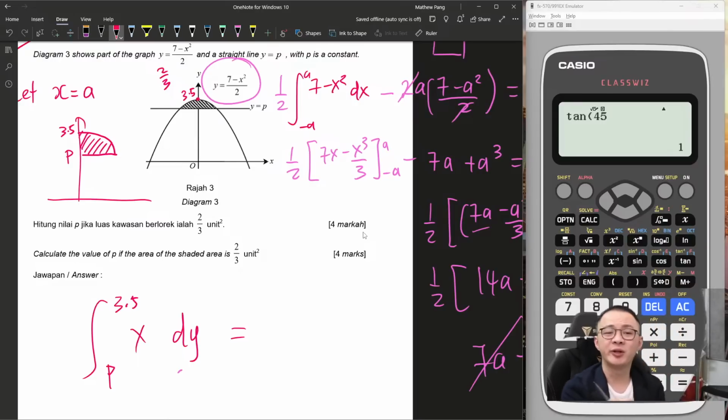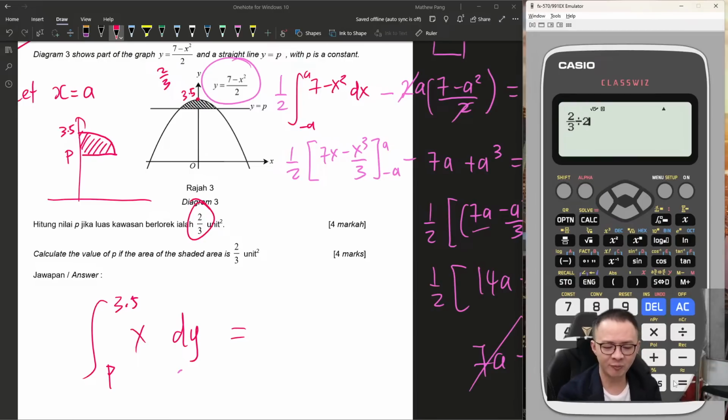Okay, because if we learned about integration for area before, we know the area cannot go beyond the axis, isn't it? If you integrate toward the x-axis, it will stop at the x-axis. It will not go beyond the x-axis, isn't it? So this is the reason why if I integrate from p to 3.5, I only will get half of it. So half of it basically means 2 over 3, you need to divide by 2.